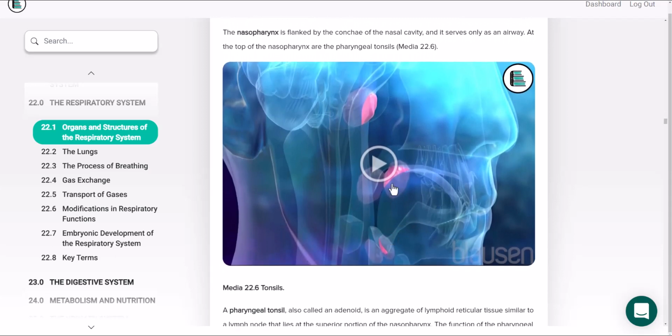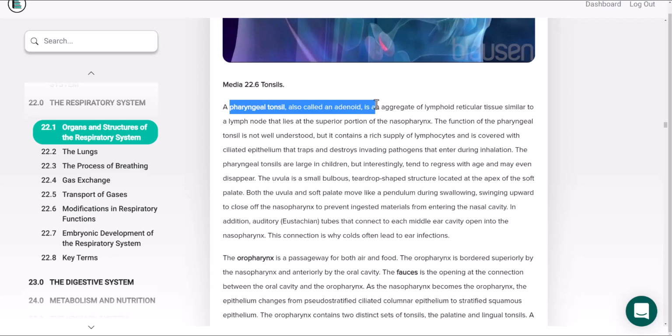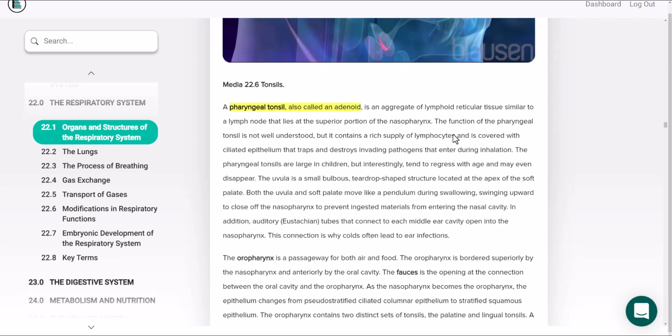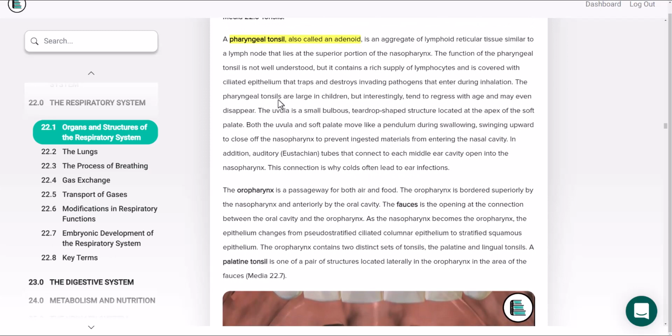Little video here about the tonsils. Again, the pharyngeal tonsils are also called the adenoid. It's a single large structure. And again, like all tonsils, it is part of your lymphatic system and is screening for potential incoming critters. And here is what I just talked about with the eustachian tube.